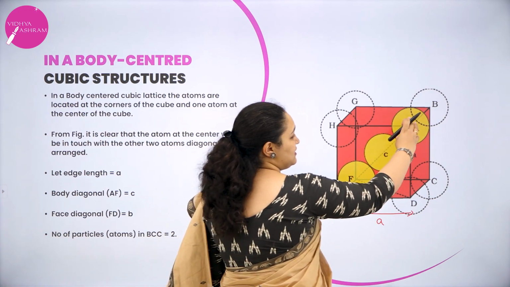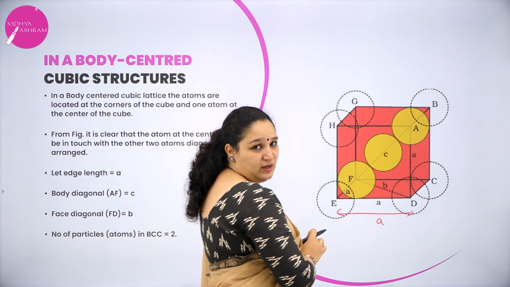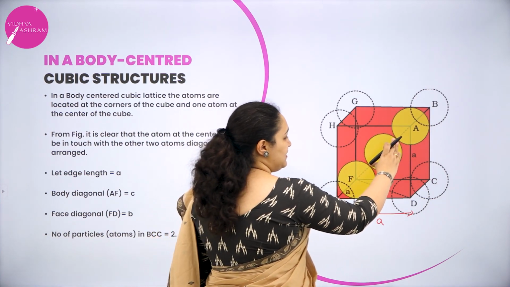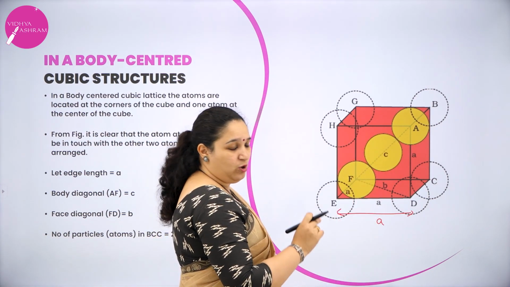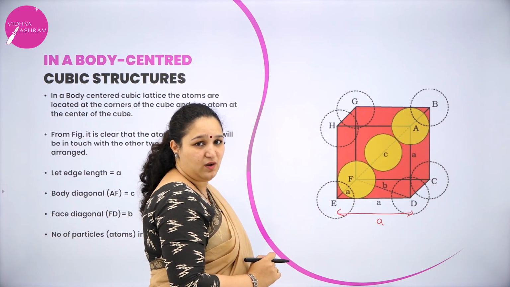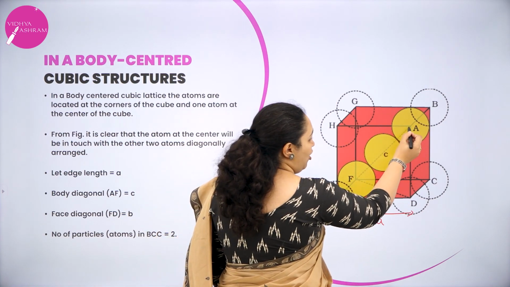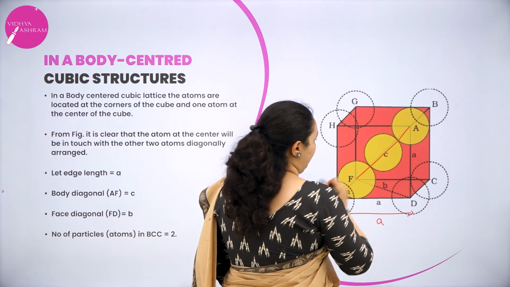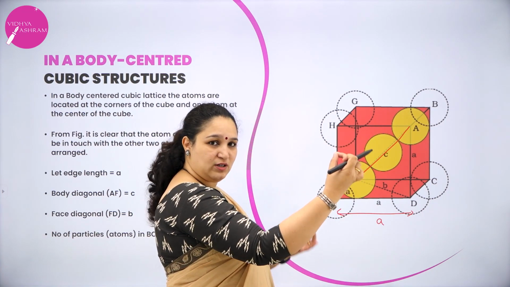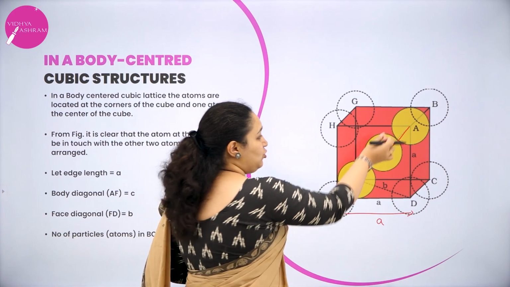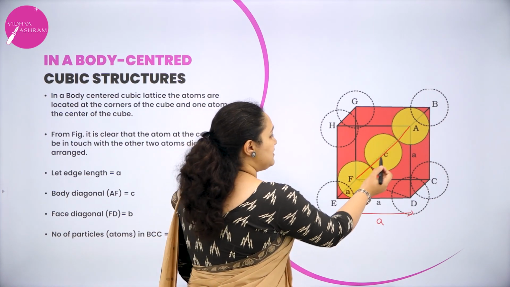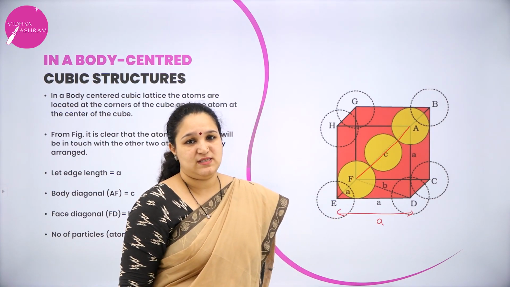Okay. So we are considering 1 particle from the corner A and 1 particle from the corner F and the body centered particle. If you observe, these three particles are touching one another, okay, and if I join A and F, that goes through center of the body from one corner to other corner, through the body it will go. So we call it as body diagonal, which is depicted by small letter C.